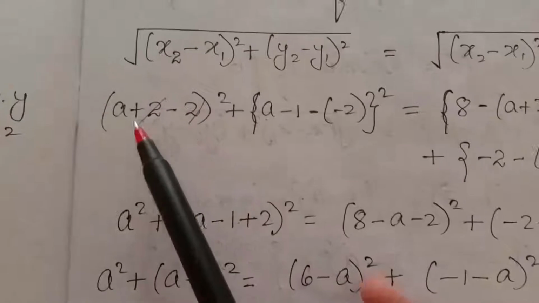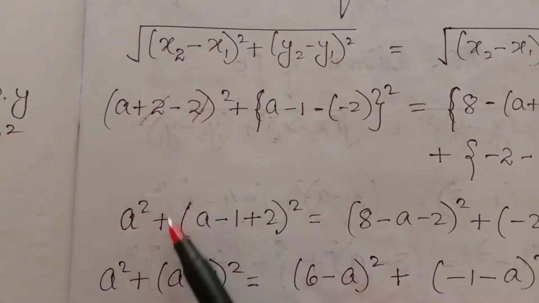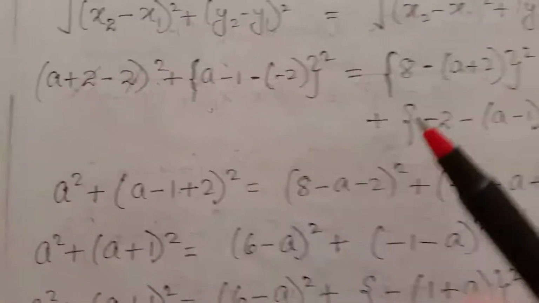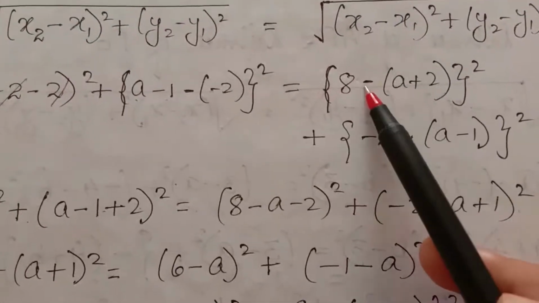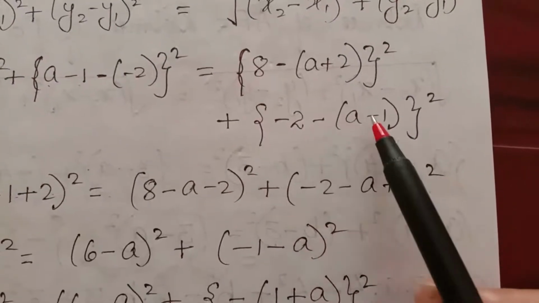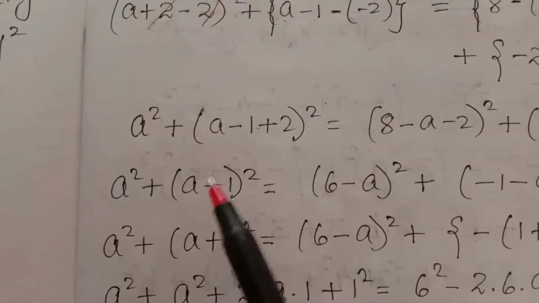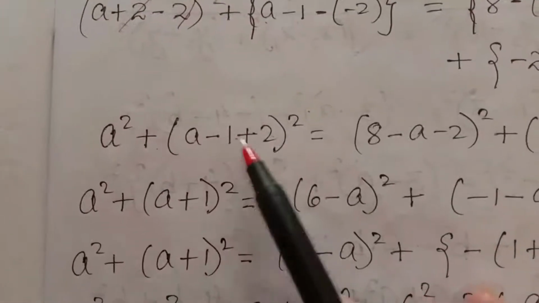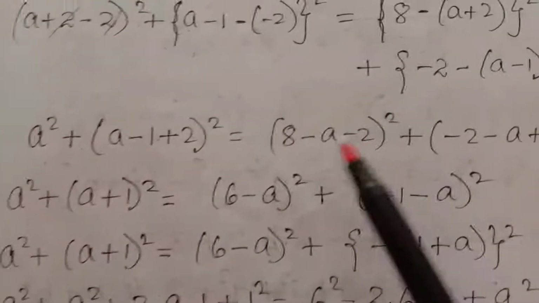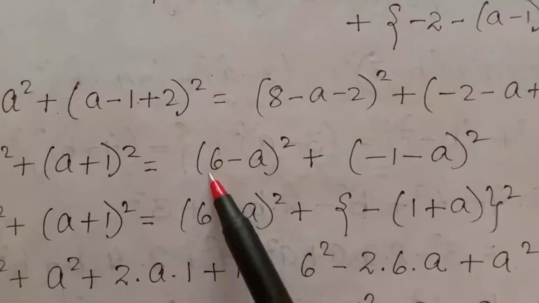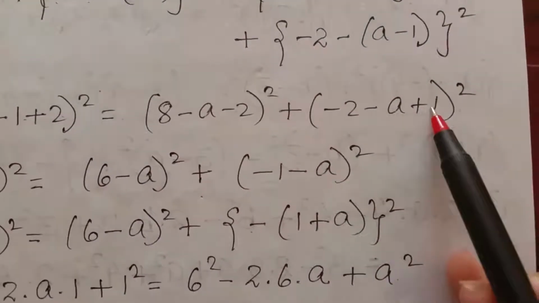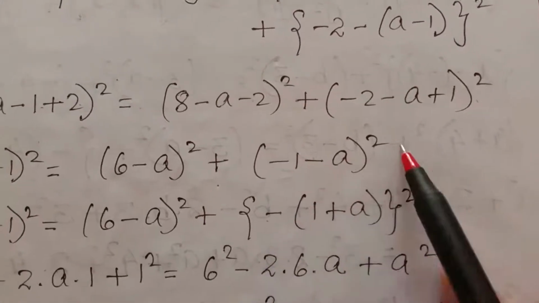Now the next one is, the 2 and 2 will cancel out, a square plus a minus 1 minus minus 2, whole square, equals 8 minus a whole square plus minus 2 minus minus 1 minus a square. Next is a minus 1 plus 2, it is plus 1, so a plus 1 whole square. And here 8 minus 2 is 6, so 6 minus a whole square plus minus 2 plus 1 minus a whole square.